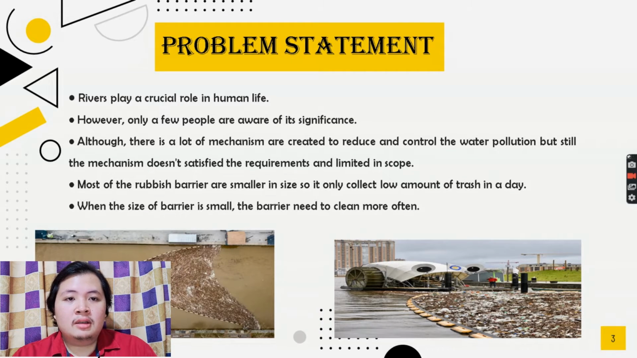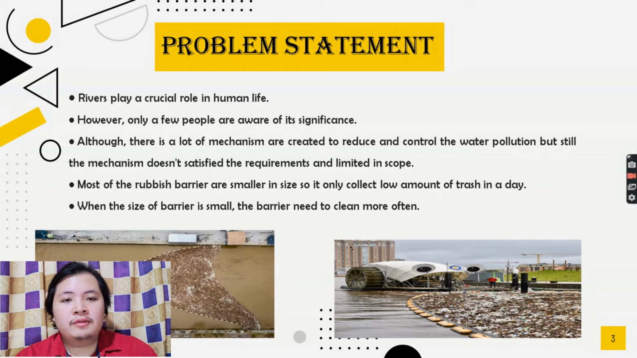So next is the problem statement. Rivers play a crucial role in human life. However, only a few people are aware of its significance. Although a lot of mechanisms are created to reduce and control water pollution, the mechanisms still do not satisfy the requirement and are limited in scope. Most of the rubbish barriers are smaller in size, so they only collect a low amount of trash in a day. When the barrier is small, the barrier needs to be cleaned more often.